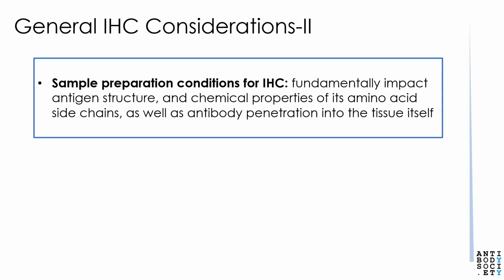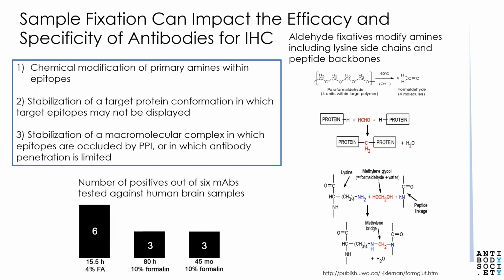Sample preparation, including fixation, alters the biochemical properties of the target antigen, as well as the physical nature of the tissue itself. As schematized in the right panel, aldehyde-based fixatives, such as formaldehyde, shown here, as well as glutaraldehyde, cross-link amine groups present on lysine side chains and on the peptide backbone.